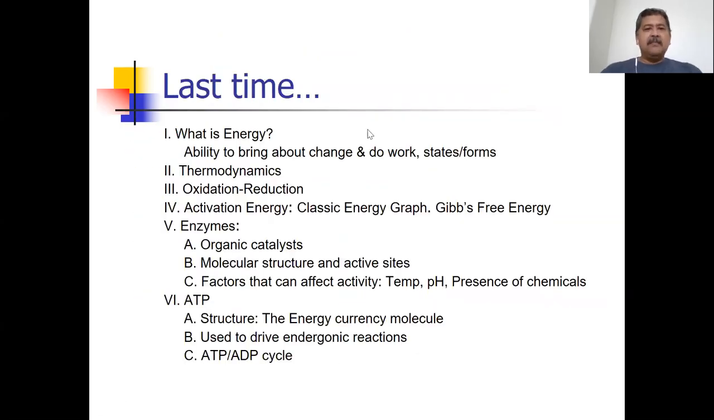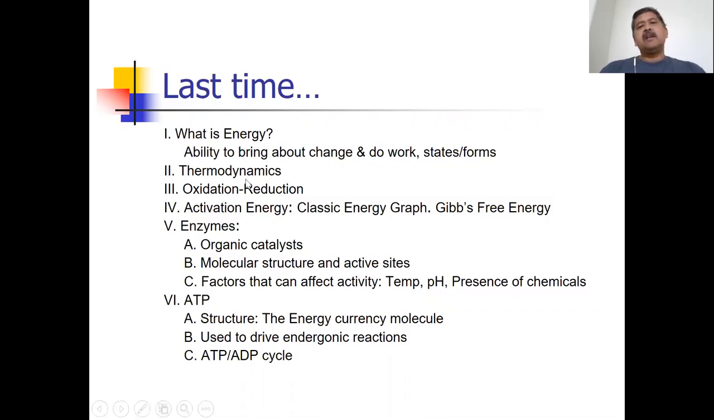Let's take a look at last time. What is energy? We saw that it's the ability to change and do work. We saw that there are a couple of different states. There's kinetic and potential energy, and there are many different forms of energy. We looked at the first and second law of thermodynamics. We said that the first law says that energy is not created, nor is it destroyed. And the second law says that things go from an ordered state to a disordered state. That second law is also called the law of entropy.